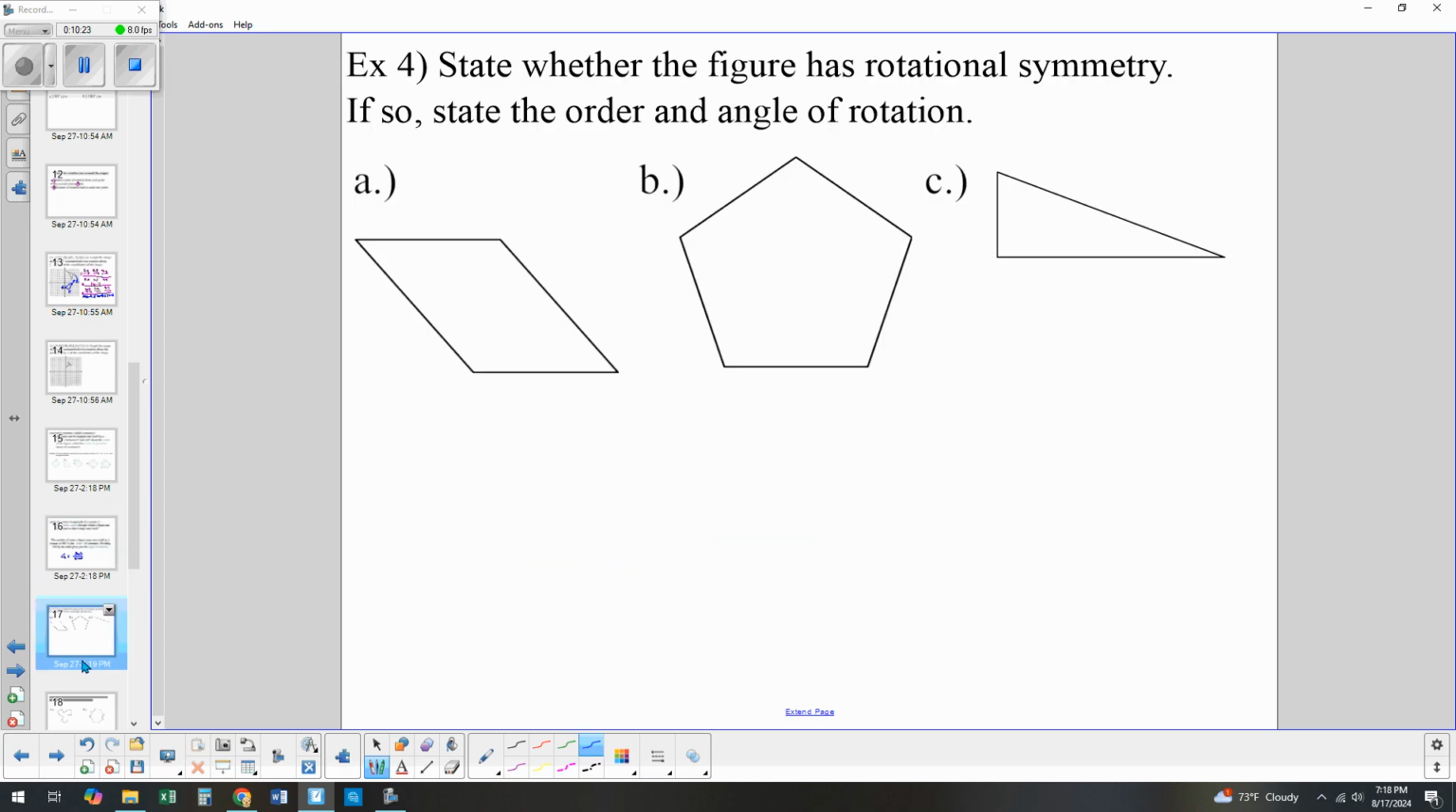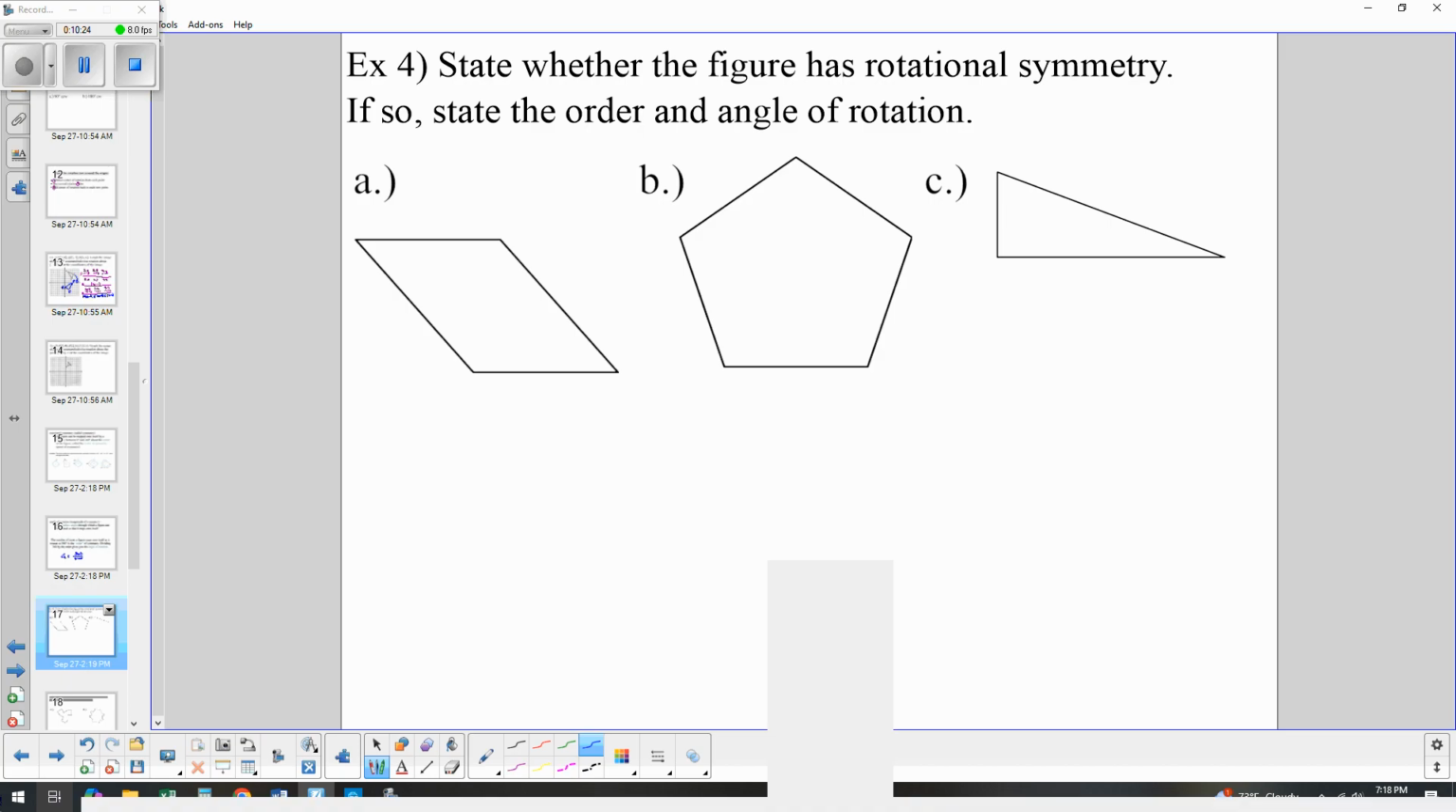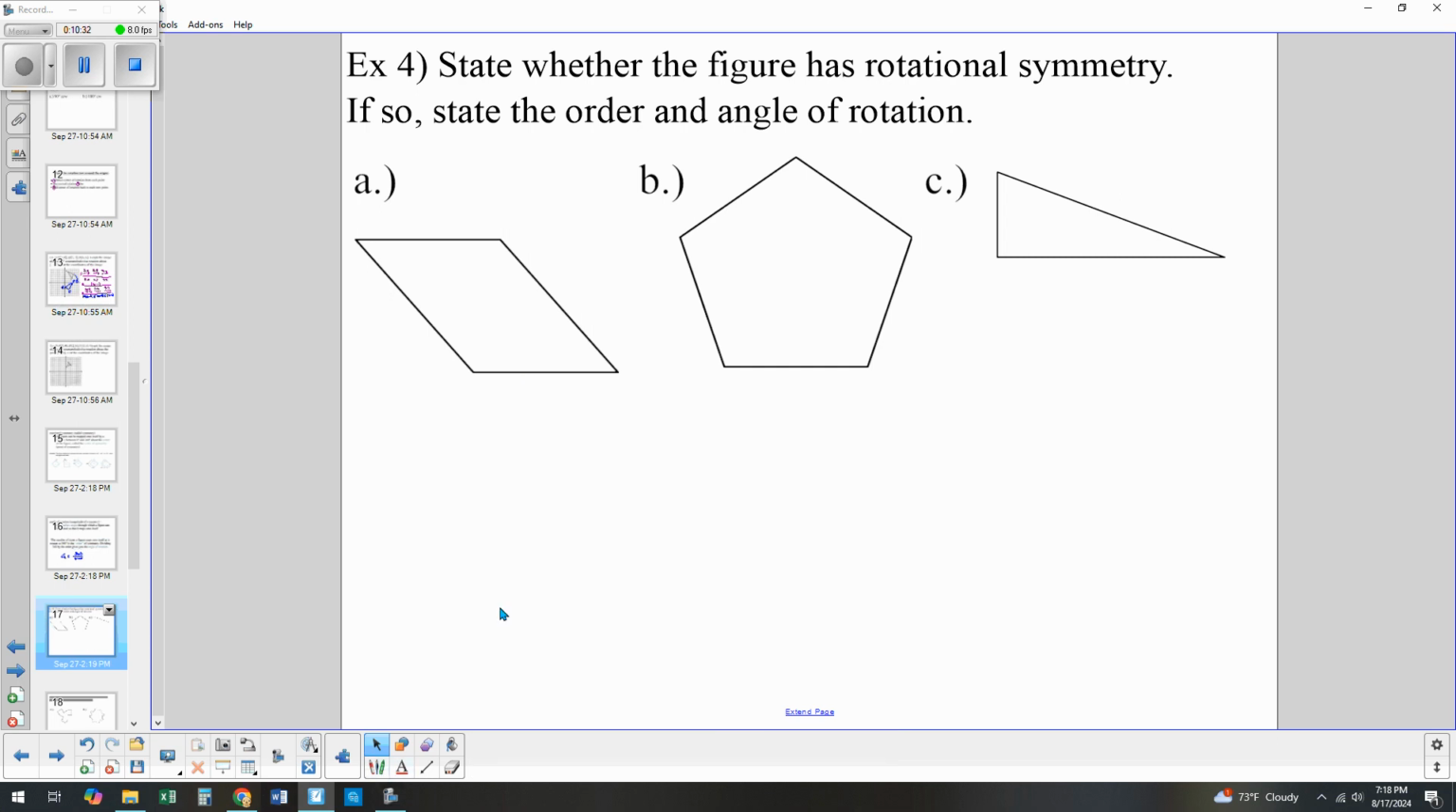So we want to state whether the figure has rotational symmetry, and if it does, we're going to state the order and the angle of rotation. So right now, we're looking at this picture. I'm going to duplicate it. We want to rotate it so that it looks exactly the same. So I'm turning it, and right now it looks the same as it started, right? It looks exactly the same, but the green dot's on the bottom when it started at the top.